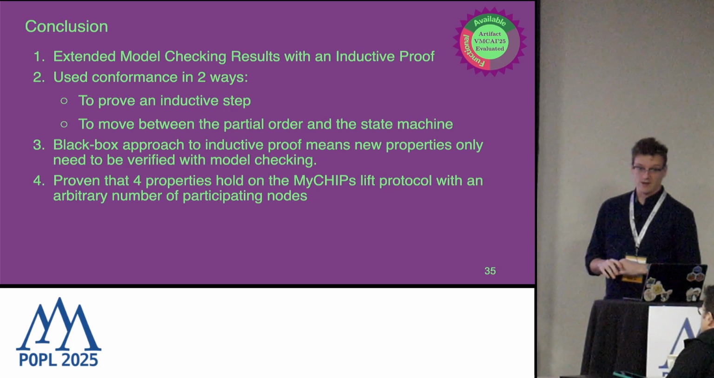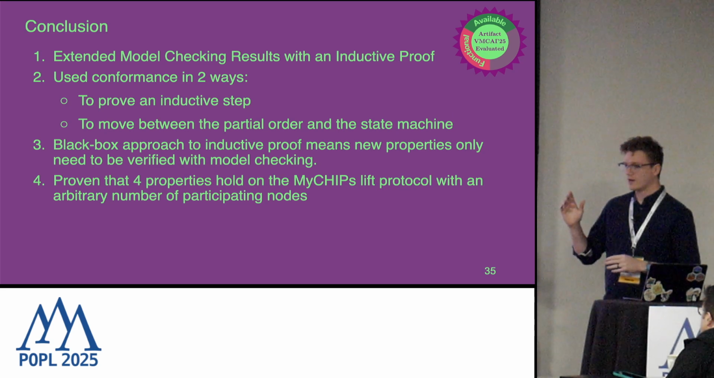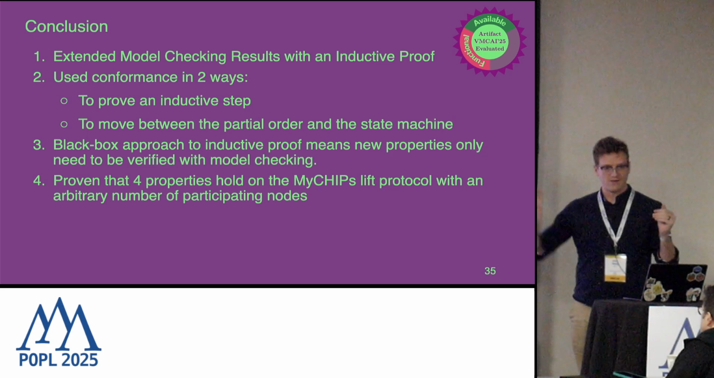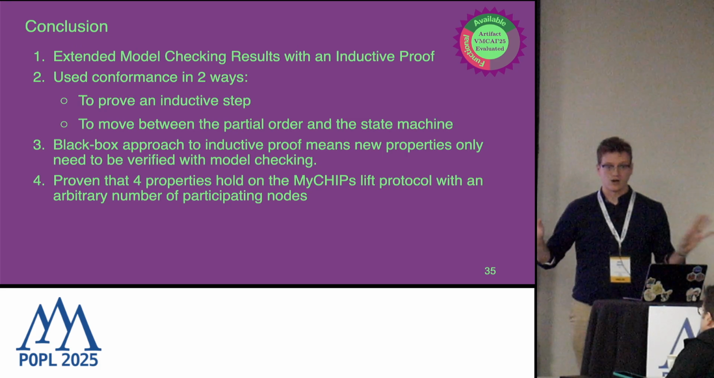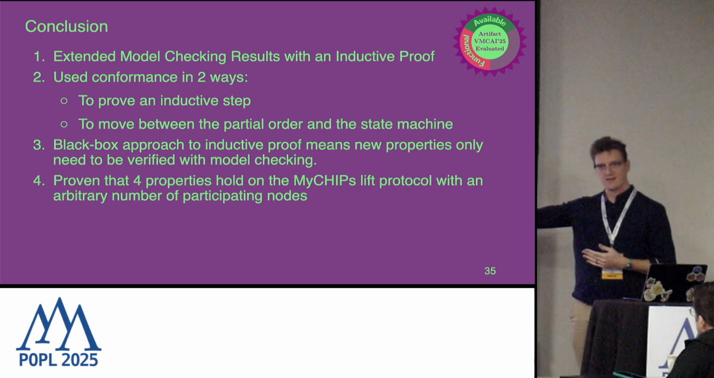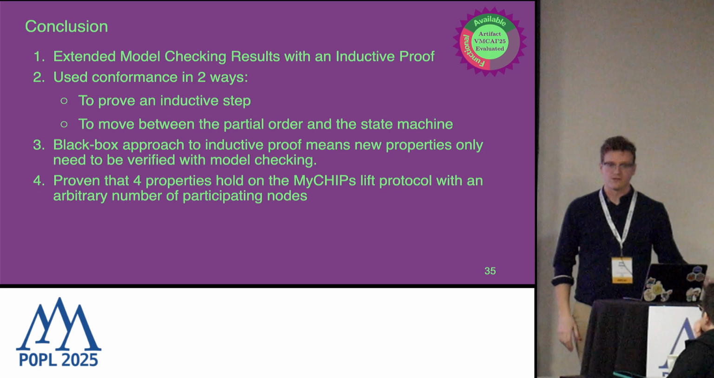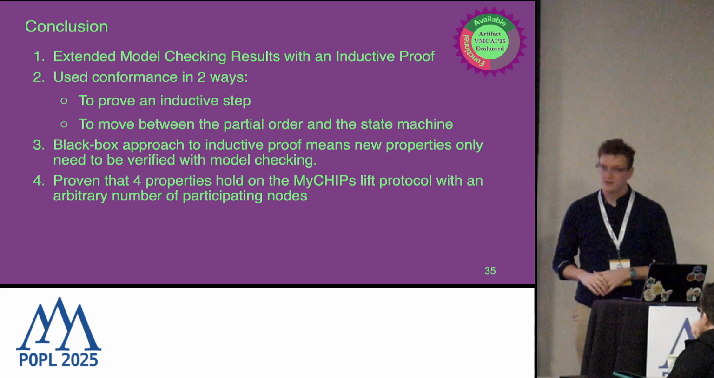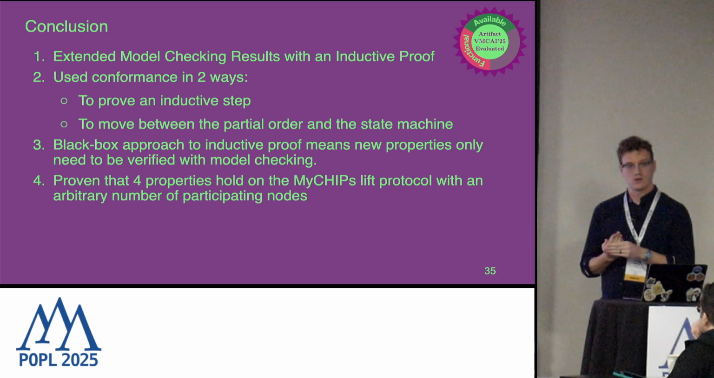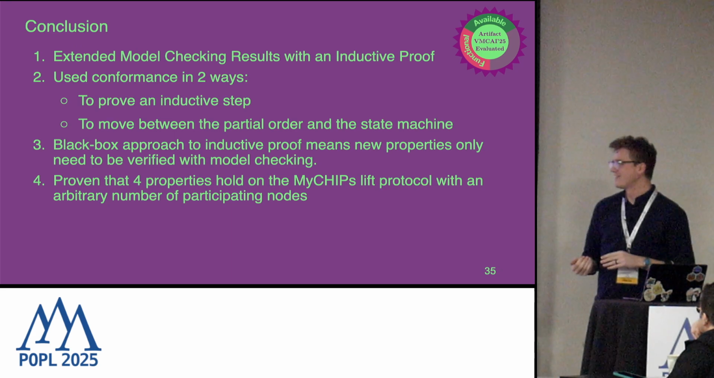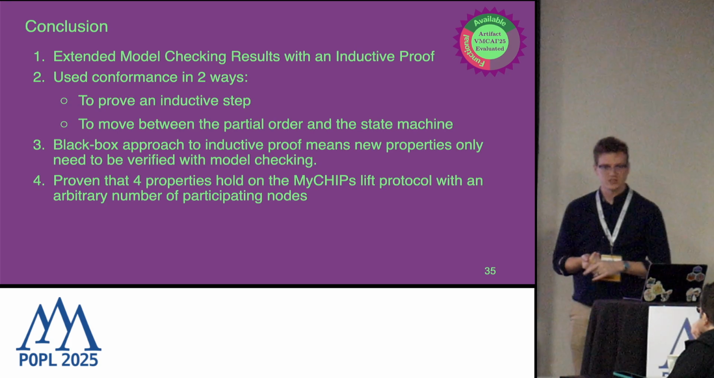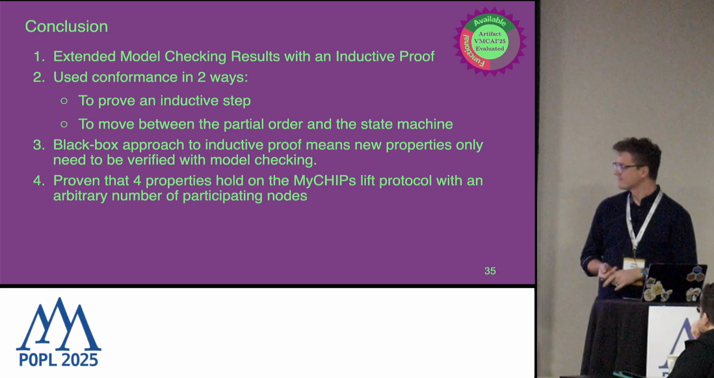What's really nice about this method is you can prove any properties you want using model checking, and we don't need to know about them for our inductive proof. The inductive proof doesn't consider what properties we've proven, which means that if there's anything else we'd like to prove extend to this large system, all we have to do is check our small system. And we've shown that the properties continue to hold. So that's a really nice feature. And I'd just like to say that for the 4 properties we looked at, given some assumptions, in the MyChip system, those 4 properties hold for an arbitrarily large number of participating nodes. That's that.